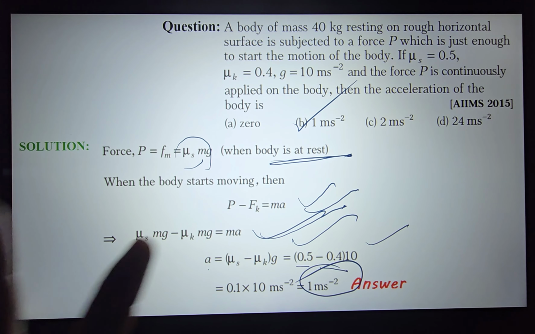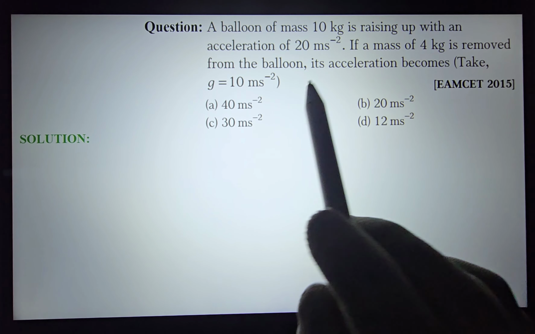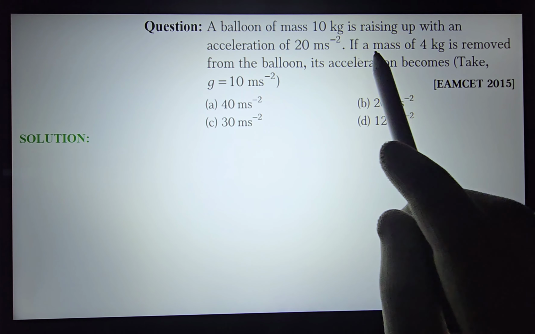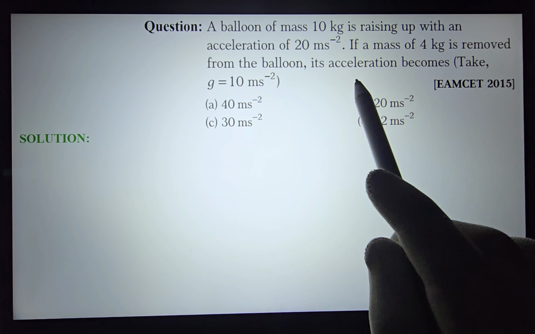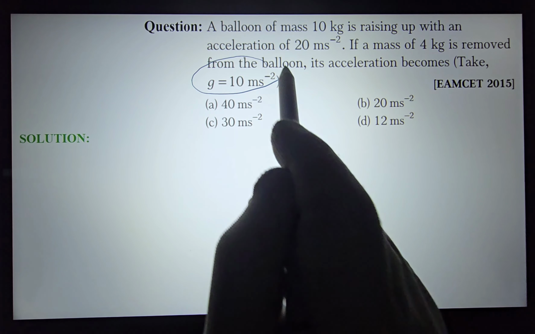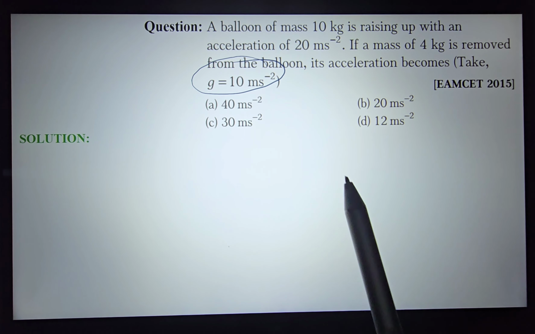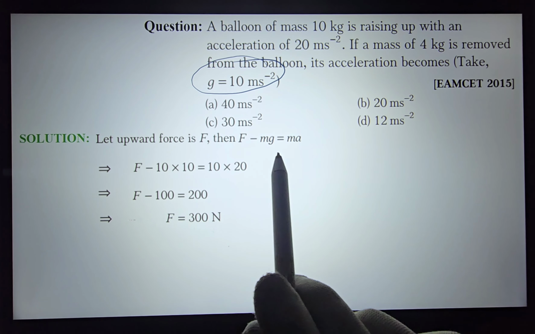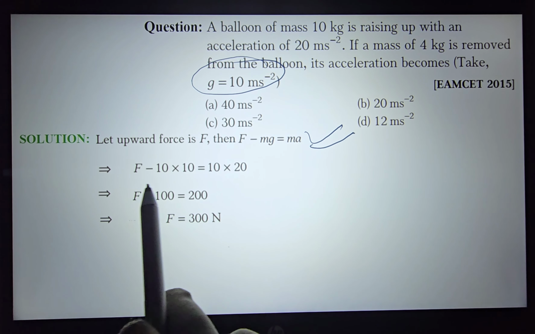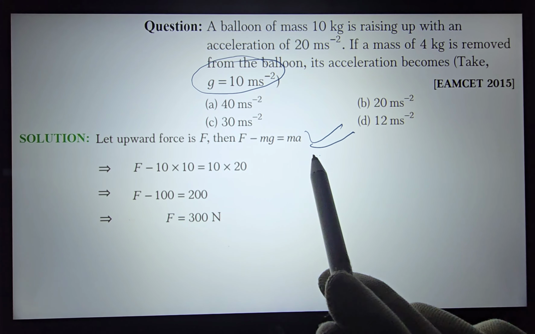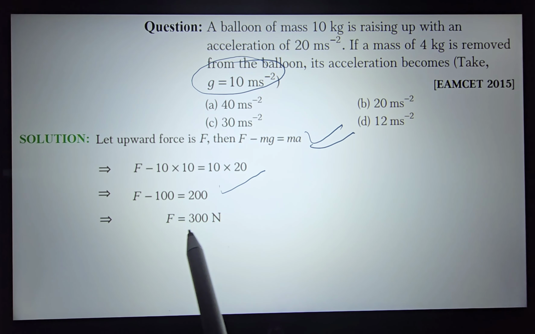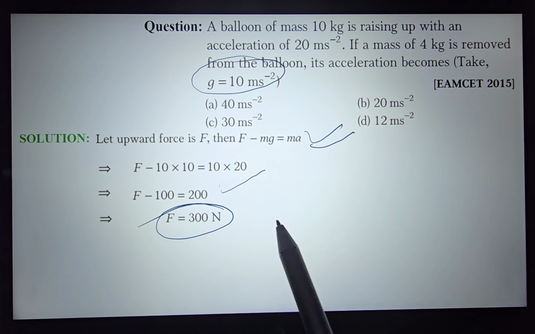Okay, next problem. A balloon of mass 10 kg is rising up with an acceleration of 20 meter per second square. If a mass of 4 kg is removed from the balloon, its acceleration becomes what? Take the g value as 10 meter per second square. Now how to calculate this? Assume the upward force F. Then F minus mg is equal to ma. Putting the values of m and g, F minus 10 into 10 is equal to 10 into 20, meaning F minus 100 is 200. Finally F is equal to 300. So this is one part.